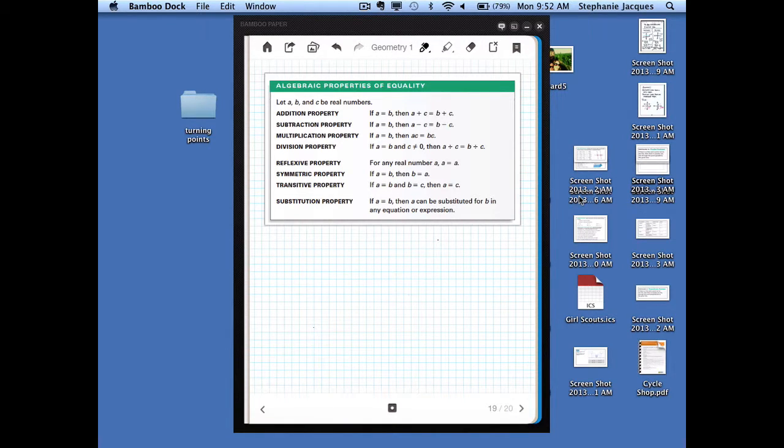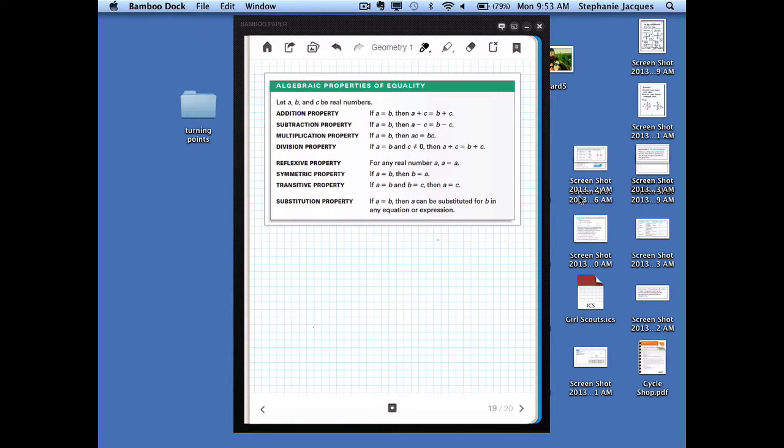Today we're going to look at algebraic properties of equality and see how they apply to proofs. So some of the algebraic properties of equality are the addition property, subtraction property, multiplication property, division property, reflexive, symmetric, transitive, and substitution. When you're working with equations, a lot of times you're going to be using those first four.